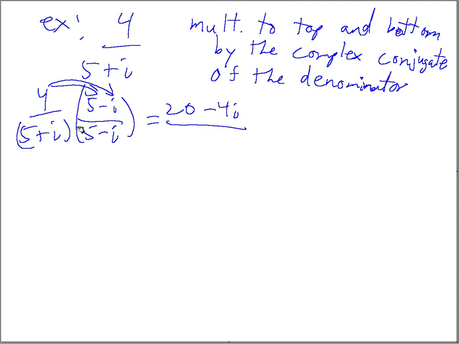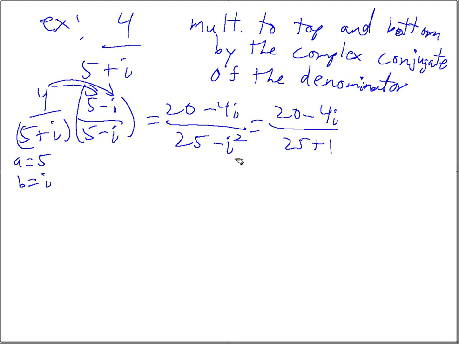All over, well, this is of that difference of squares form, A plus B, A minus B, where my A is 5 and my B is I. So 5 squared is going to be 25, minus B squared, so I squared. So this will be 20 minus 4I over 25 plus 1, basically, because I squared is -1, so 2 negatives will be +1. Okay, let me do that again. Sorry for the sketch pad here. 20 minus 4I over 26. All right. But look at these 3 numbers.